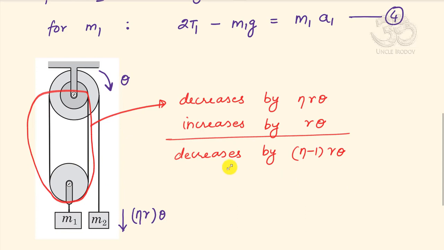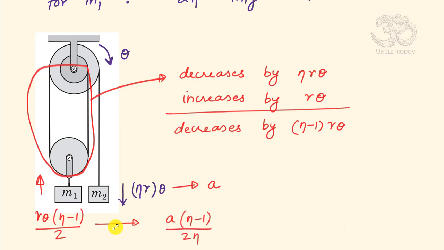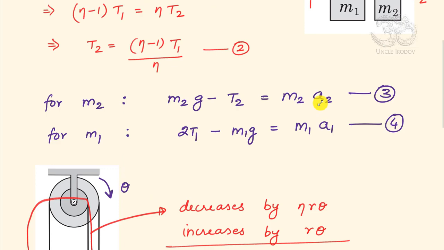So therefore the distance that m1 is going to go up can now be calculated. It should be r theta into eta minus 1 divided by 2. That's the amount by which m1 is going to go up as m2 goes down. So we have got a relation between their accelerations. If I call this acceleration a, then the acceleration of m1 becomes a into eta minus 1 by 2 eta. Right, so I will just have to insert these accelerations now in these two equations and the job is done.